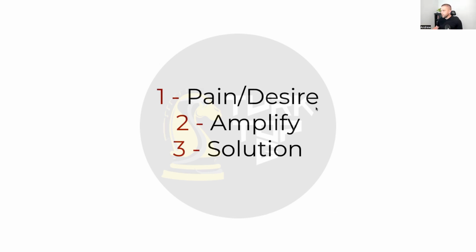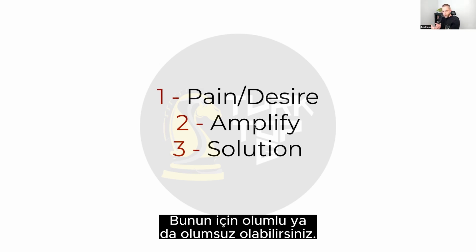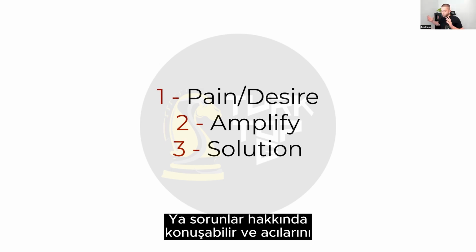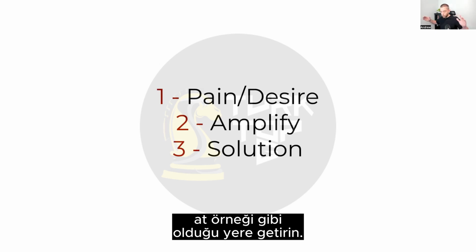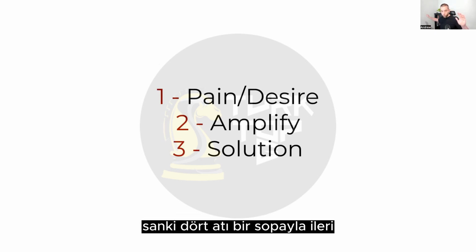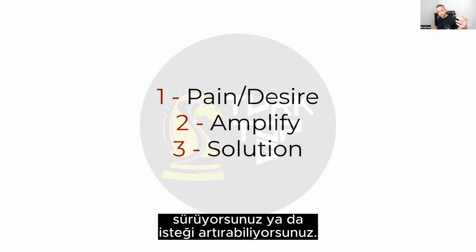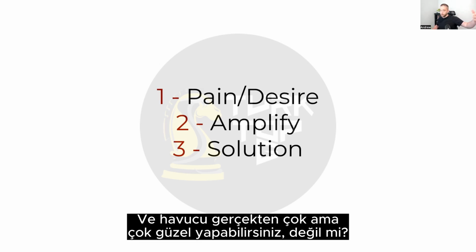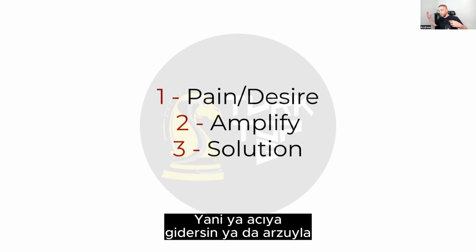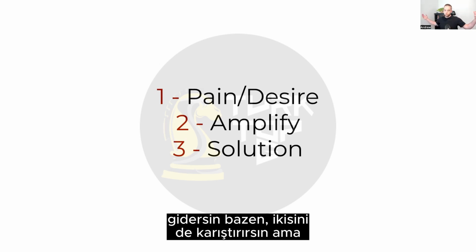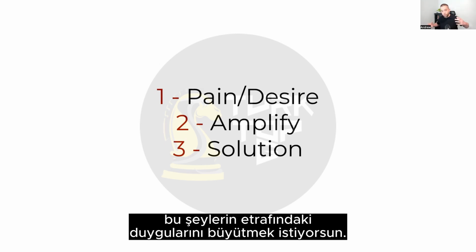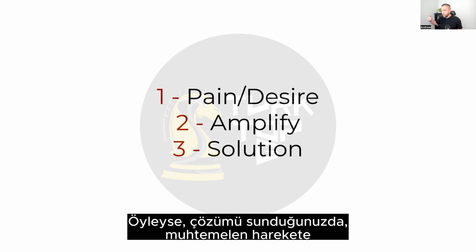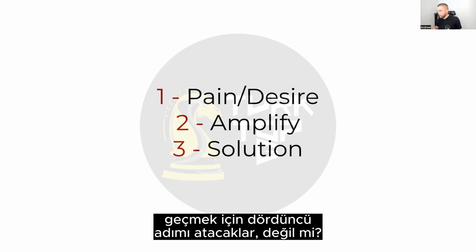right? There's three elements. There's the pain or desire, there's the amplify section, and there's the solution section. Now, pain, desire, you can use either one. You can either be positive or negative for this. You can either talk about problems and amplify their pain and problems that they feel and get it to where it's like that horse example I used before, right? For motivations, like you're driving the horse forward with a stick, or you can increase the desire. That's like dangling the carrot in front of the horse, right? And you can make the carrot really, really, really good looking, right? So you can either go with pain or you can go with desire. Sometimes you kind of blend both, but you want to amplify their emotions around those things. So then when you present the solution, they're likely to take a step forward to act, right?